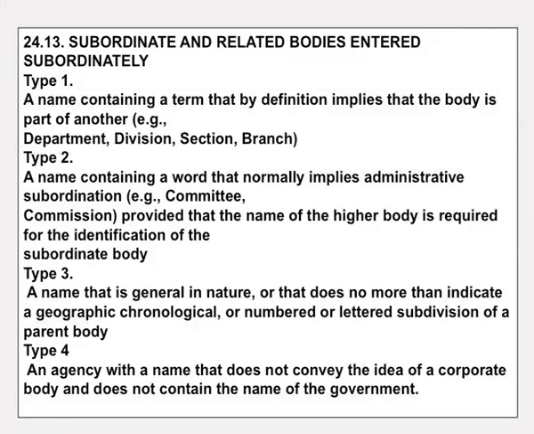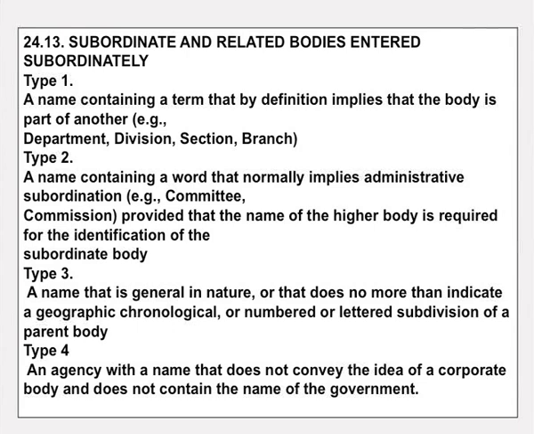According to the rule 24.13, subordinate and related bodies are also entered subordinately. There are 11 kinds of subordinate bodies according to the AACR2 rule book. The first type is a name containing a term that by definition implies that a body is part of another, meaning a department, a division, a section or a branch.